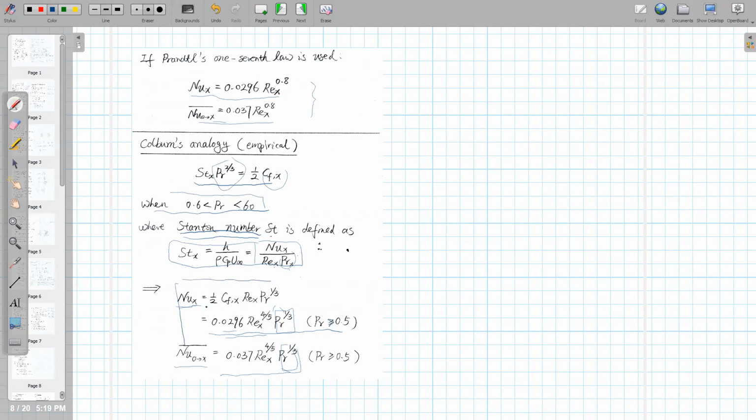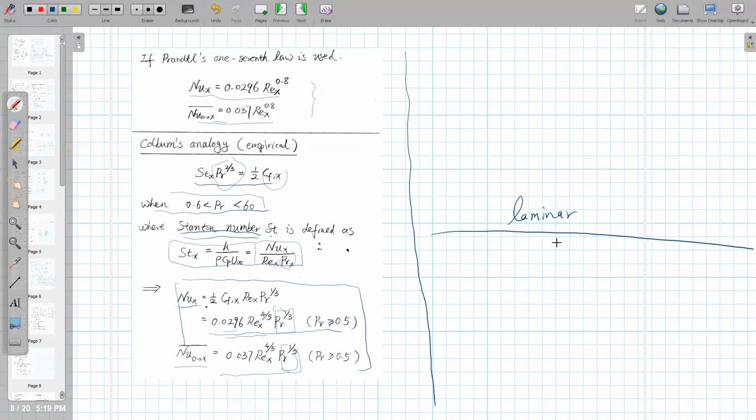Looks like, okay, for the flat plate, what's the heat transfer in the turbulent boundary layer? Again, we can just try to recall what we had before for the laminar cases.